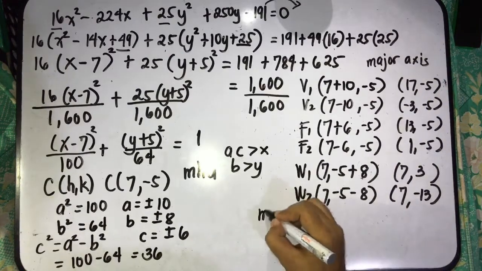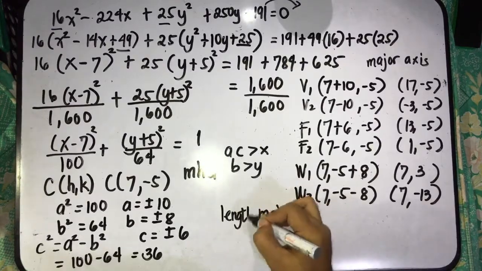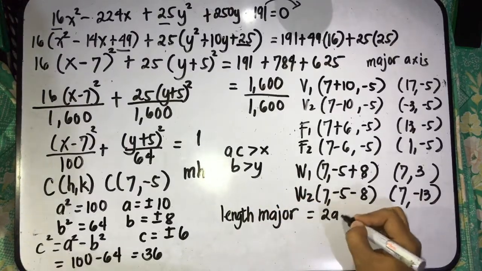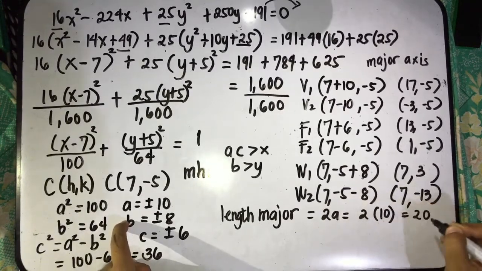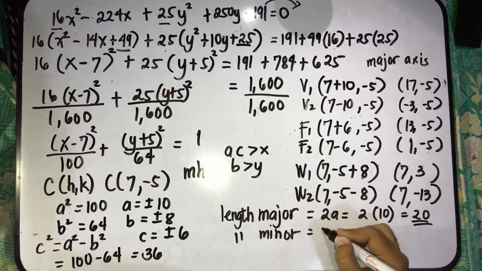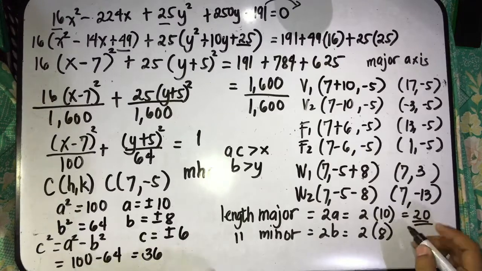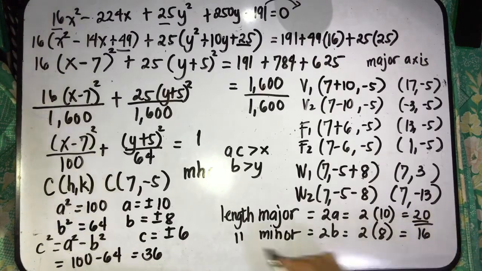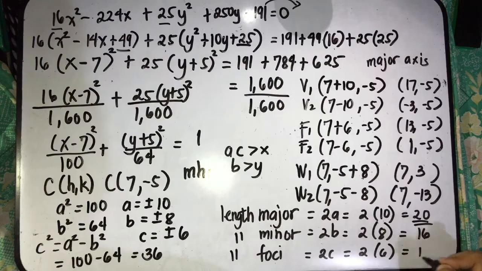What is the length of the major axis? That would be 2A, and that is 2 times what is the value of A? 10. So, 20. Length of the minor, so that would be 2B. So, twice the value of B, which is 2 times 8, and that is 16. What is the length of the foci? The length of the foci would be 2C, and that is 2 times 6, which is 12.